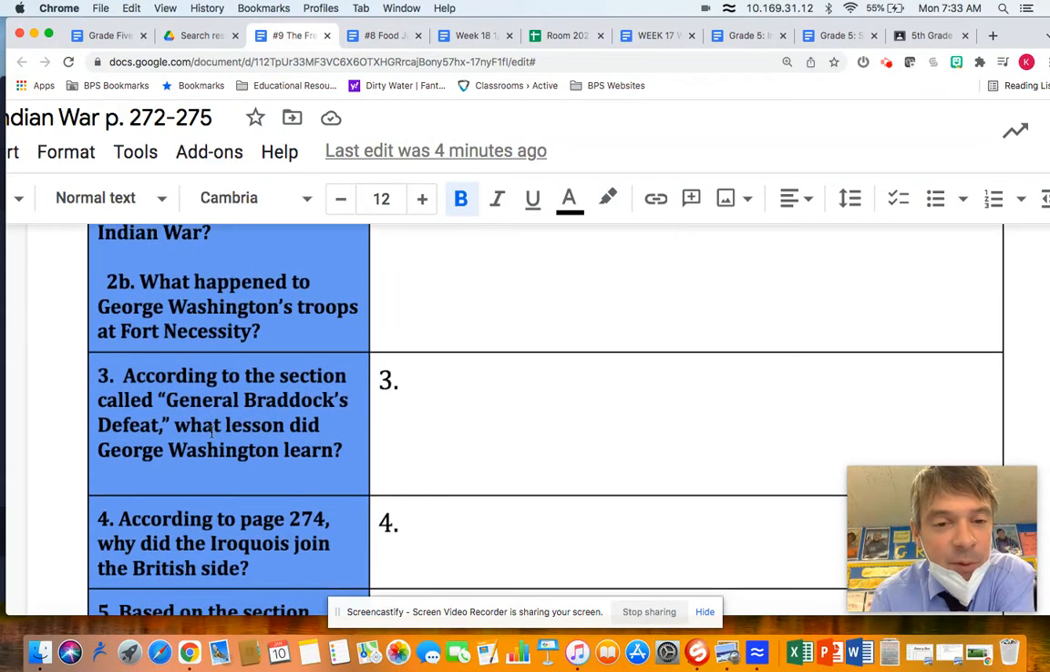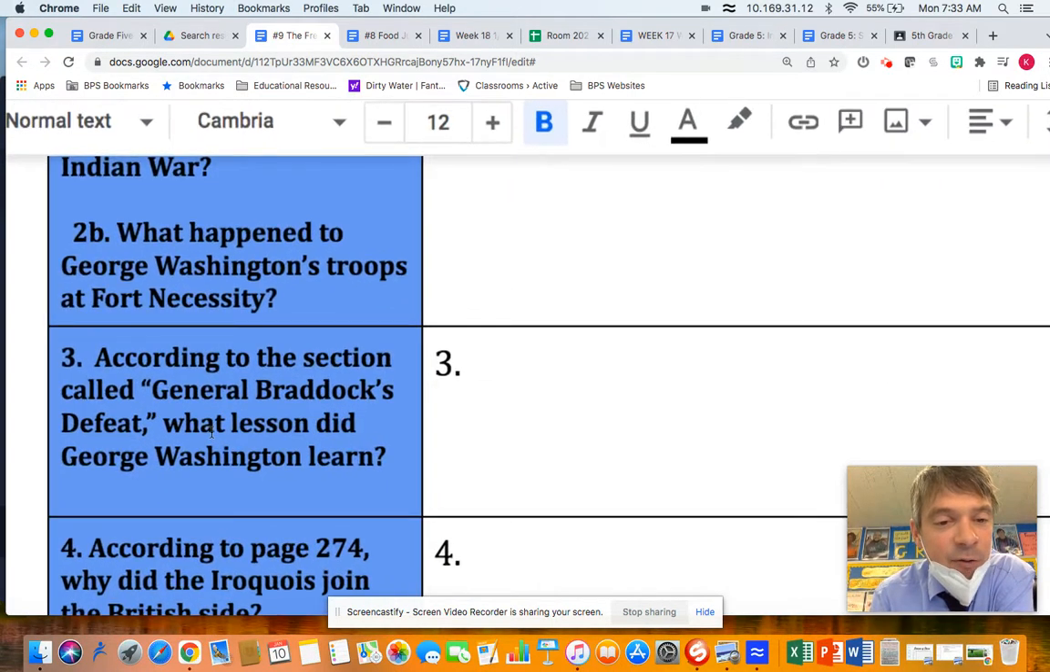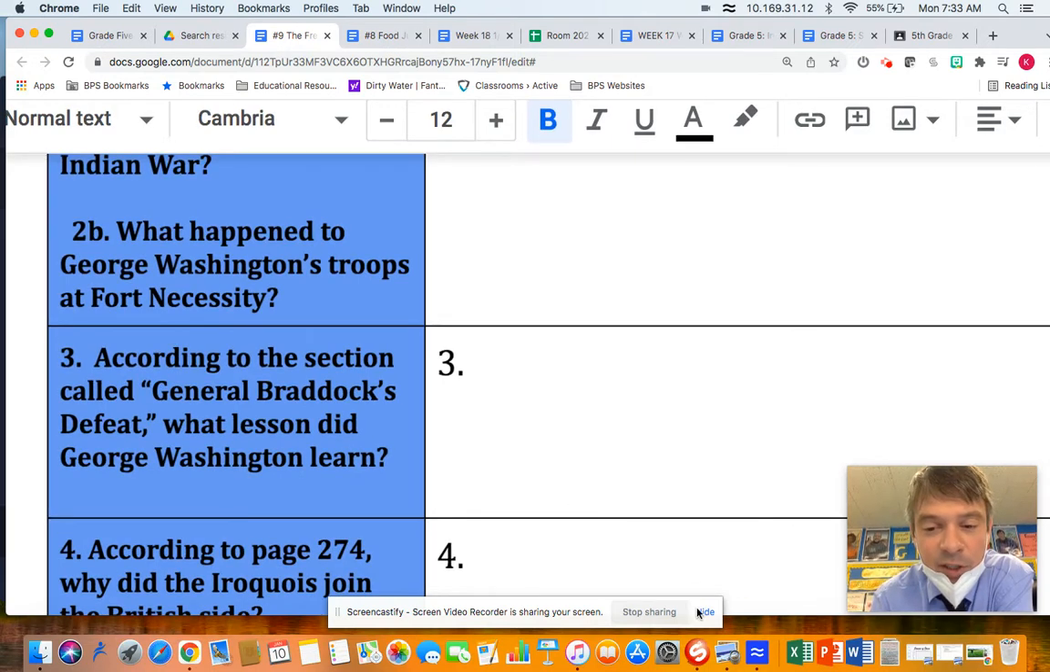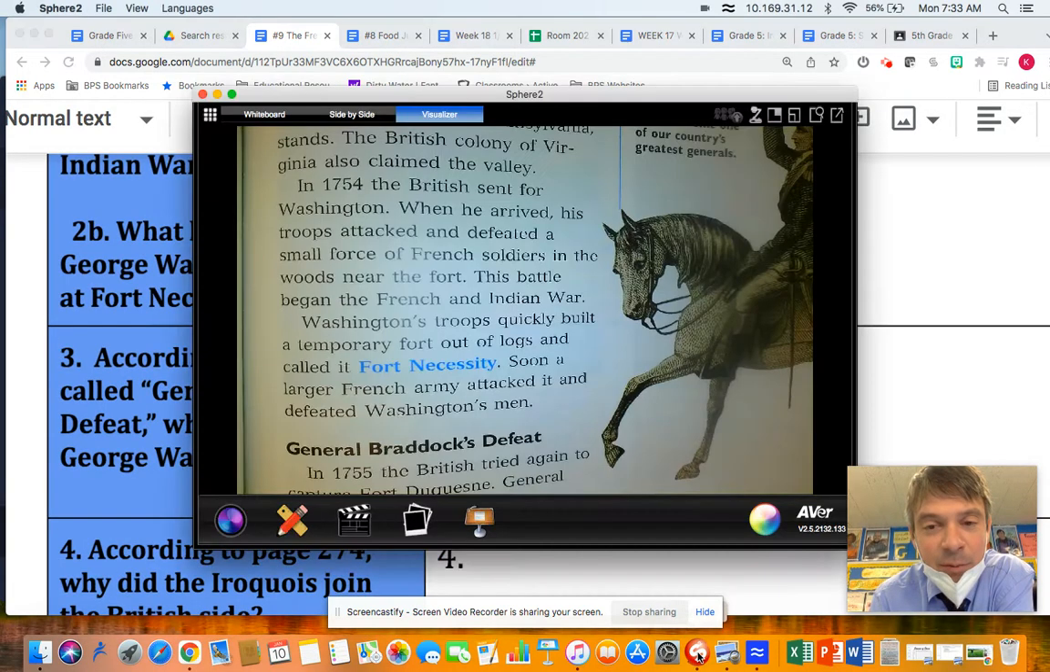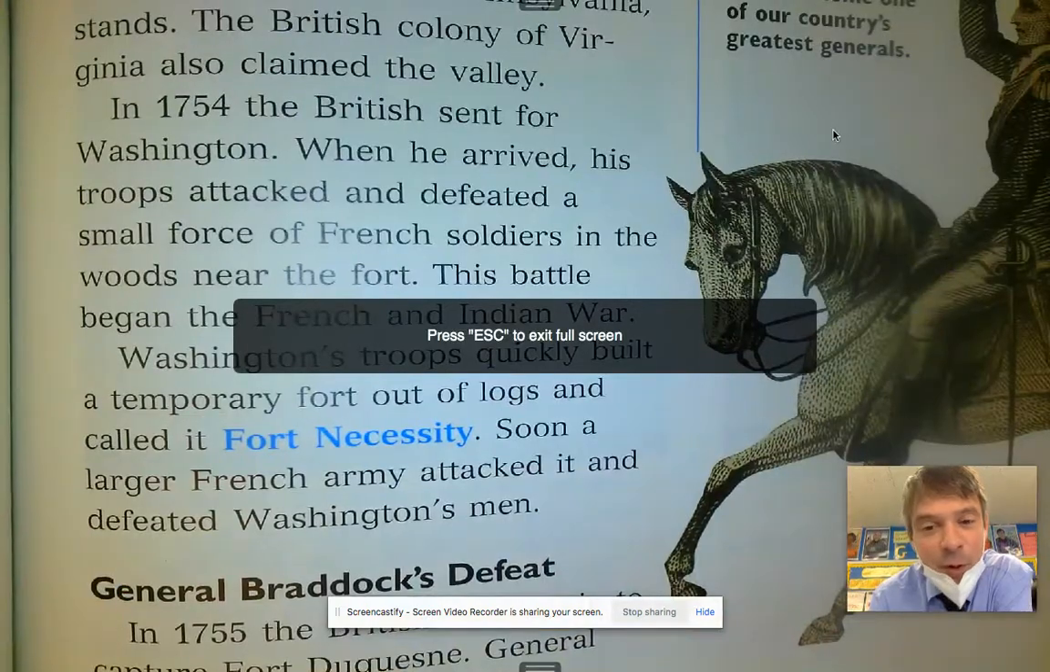According to the section for number 3, called General Braddock's Defeat, what lesson did George Washington learn? So there's a general named General Braddock, and something happens, and George Washington's going to learn a lesson.